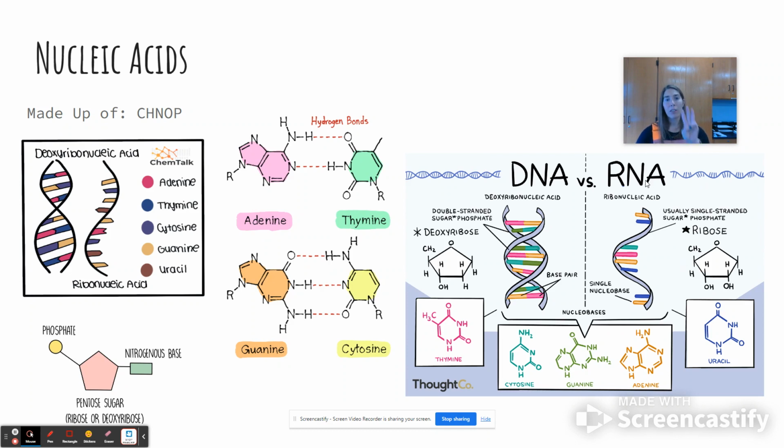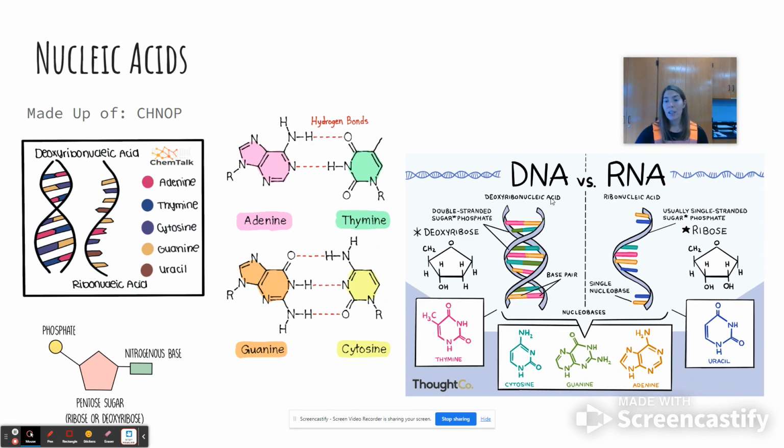Now, it depends on what that sugar is and that nitrogen base, whether or not it's DNA or RNA. DNA and RNA have three major differences between them. DNA is double-stranded, as we can see here. It uses deoxyribose as its sugar, and it uses thymine, cytosine, guanine, and adenine as its bases. Now, these bases form hydrogen bonds between each other, adenine with thymine, cytosine with guanine. And they always stay in that order, A's and T's, C's and G's.